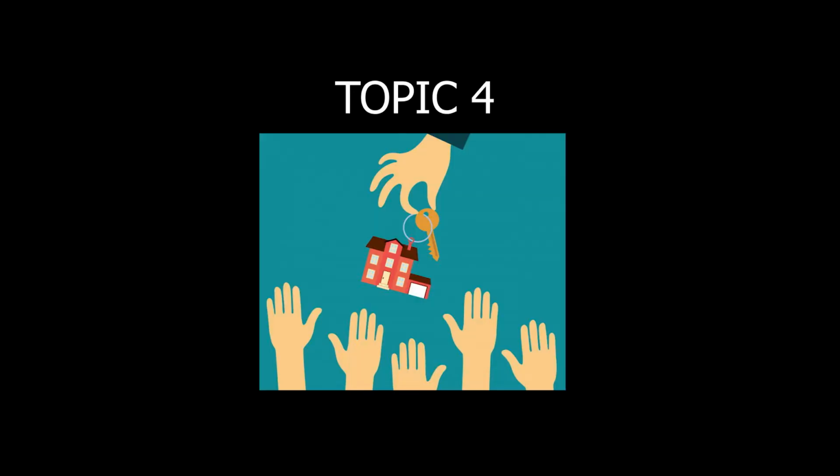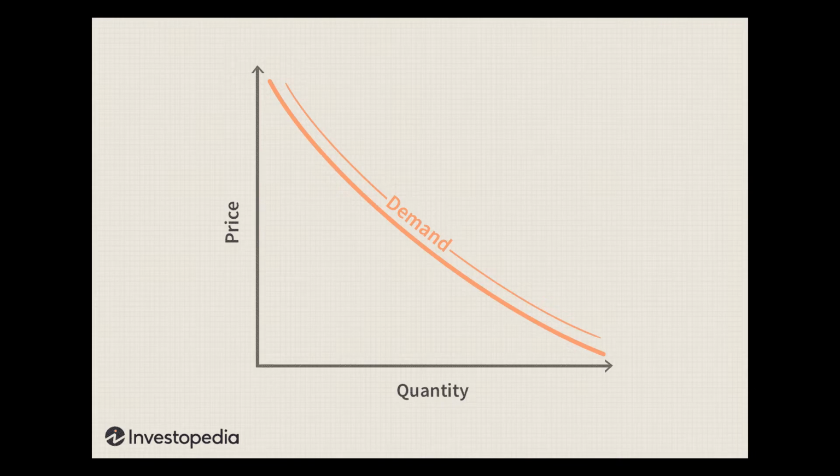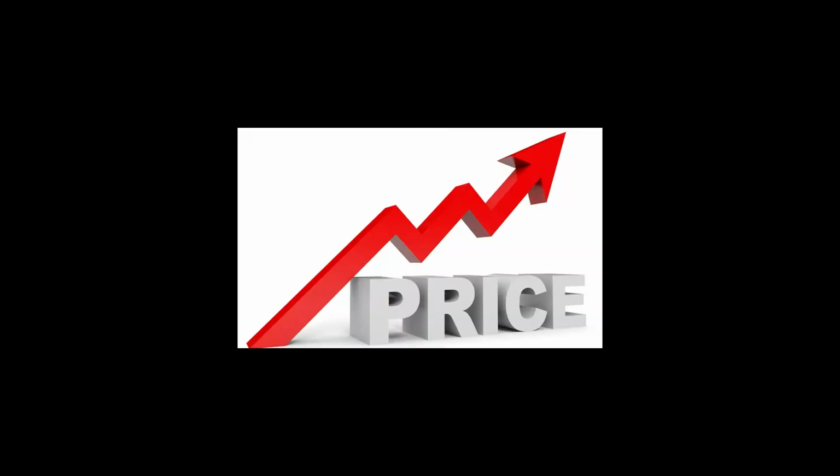Topic 4, demand. Demand is the price and quantity of a good a consumer is willing to buy. The law of demand is that there is an inverse relationship between price and quantity demanded. If the price of the good increased, the quantity demanded would decrease.